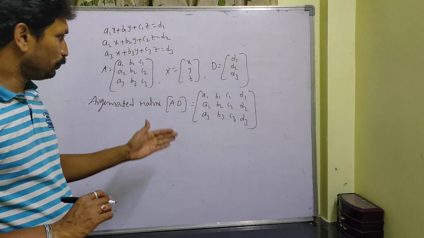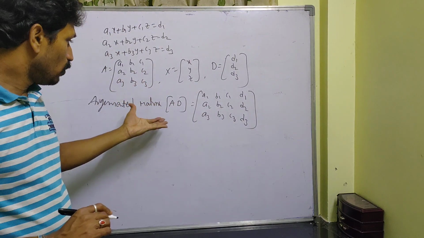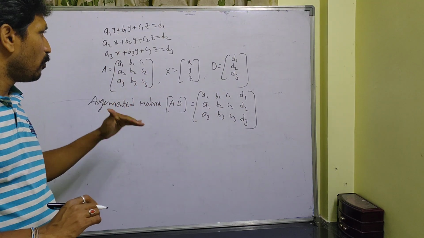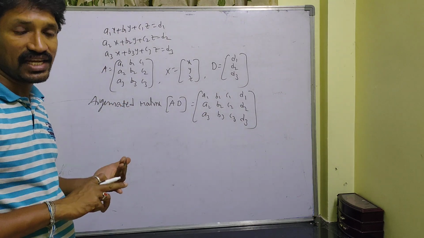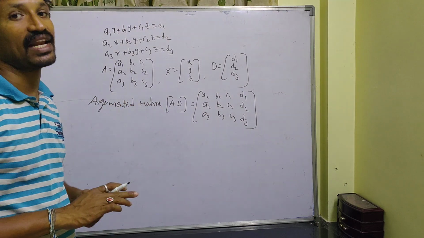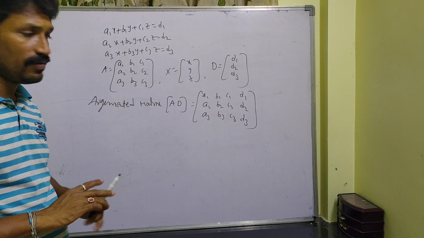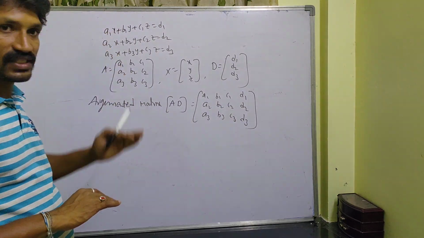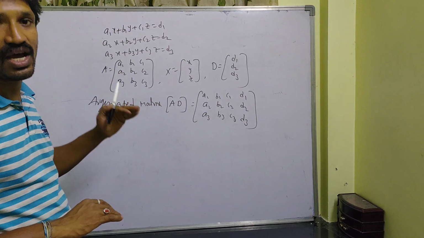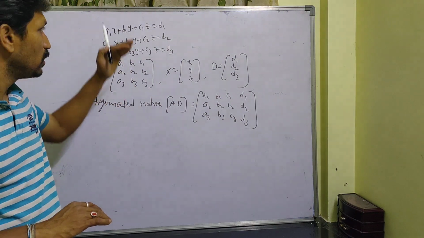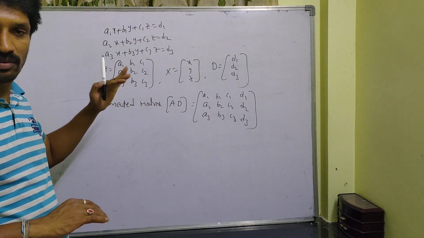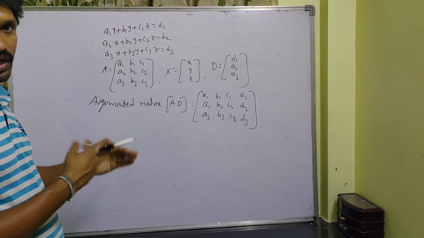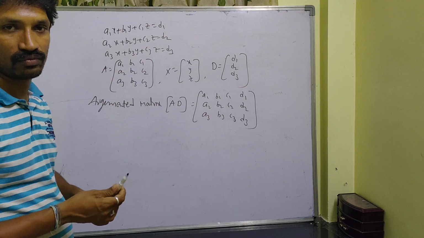So tomorrow we will discuss consistent and inconsistent systems by using rank. By using rank, how can you say whether the given equations are consistent or inconsistent? Consistent means solutions exist, inconsistent means no solution. We can discuss that tomorrow.